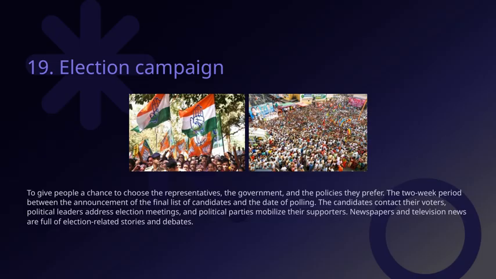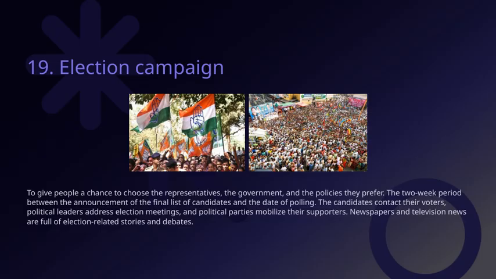During this period, which typically lasts about 2 weeks after the final list of candidates is announced, there's a lot happening. It's a busy time for candidates as they reach out to voters, trying to connect and persuade. Political leaders hold election meetings to present their ideas and rally support. Political parties work hard to mobilize their supporters and get them to the polls.